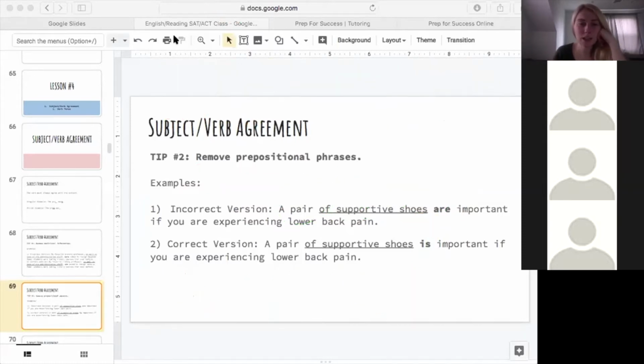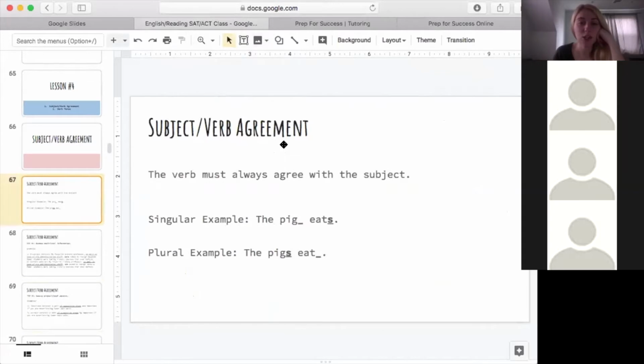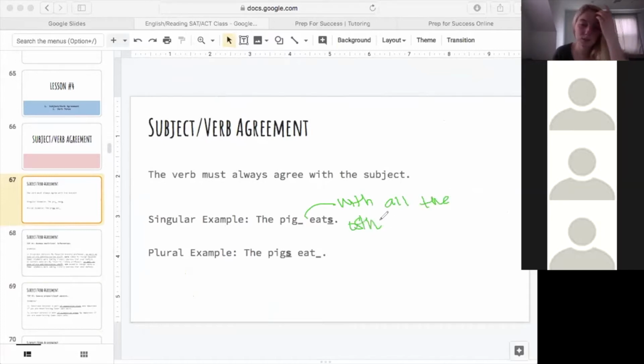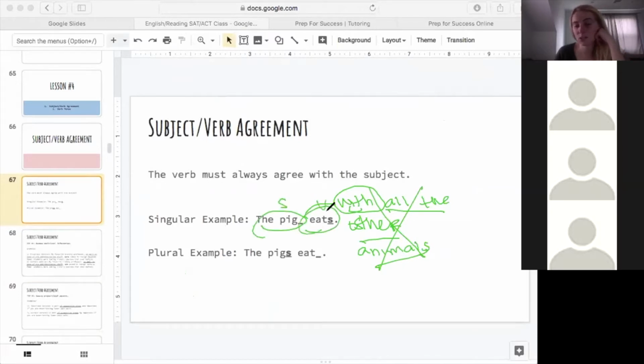So now taking this content and going back to what I was mentioning here, notice when I had the sentence here that I said, with all the other animals. Here, I'm not basing it off of animals because I have a preposition, with. So with all the other animals is my prepositional phrase. That gets crossed off. The pig is still my subject and eats is still my verb. So even when we add extra information into the sentence, it doesn't make it now plural or singular, different from what it was, but you actually just cross that information out.